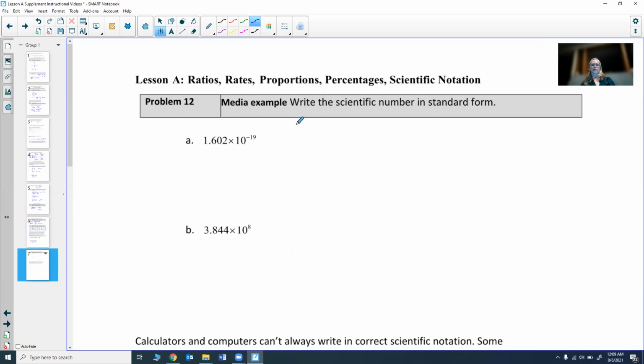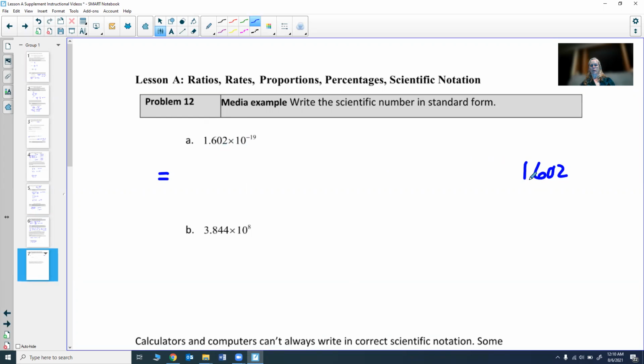We want to also be able to go the other way. We want to be able to write the scientific notation in what we call standard form. Standard form just basically means it's our standard way of looking at it and it doesn't have scientific notation. So I'm going to take 1.602 times 10 to the negative 19, and I want to write it in standard form. So the first thing I realized is I'm going to have that 1602 without any decimal points.